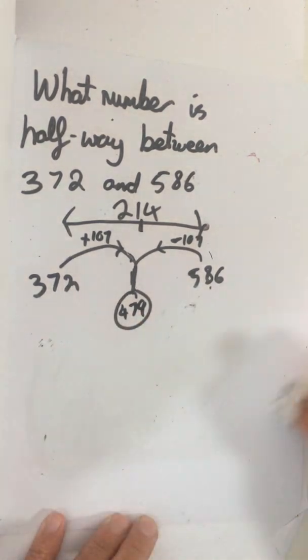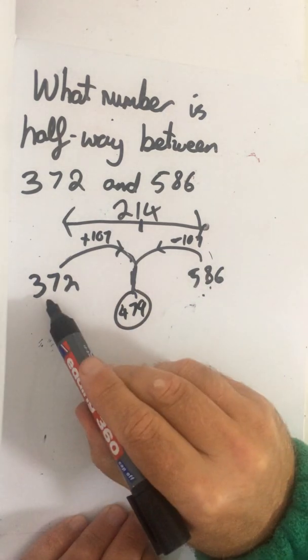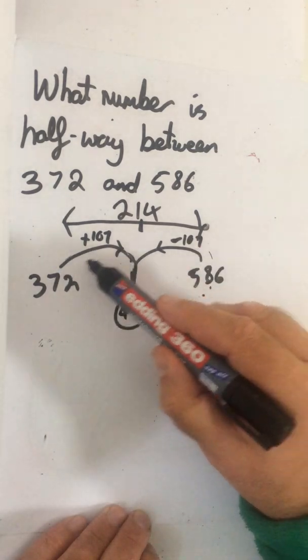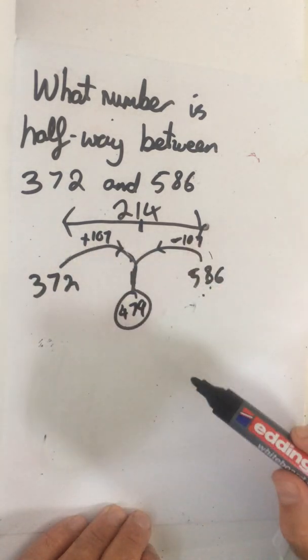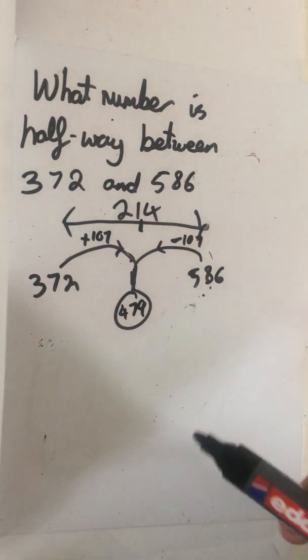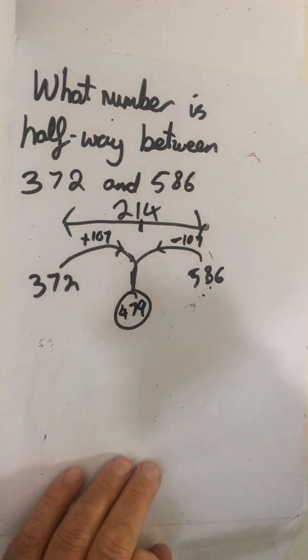So just a reminder on how you do these. You find the difference between the two numbers. You halve that, and then that's the distance you have to go either side, isn't it? To find the middle number. When you come to do that question yourself, you might need to go back and have a little look at this part of the video. Okay.